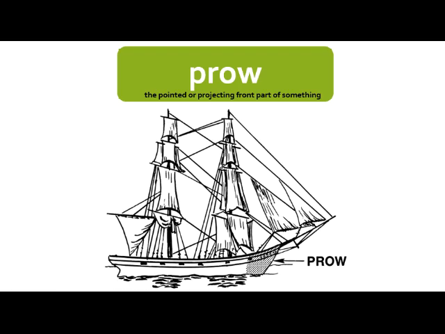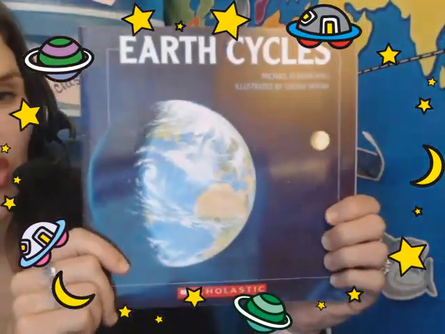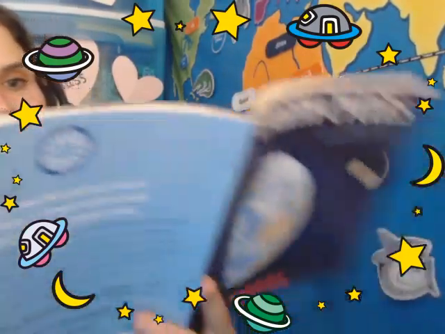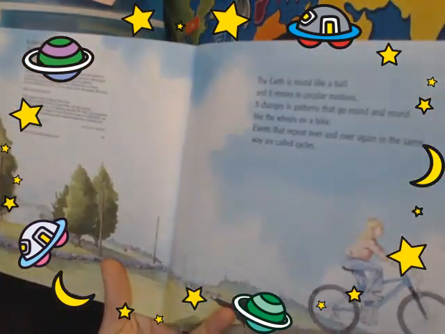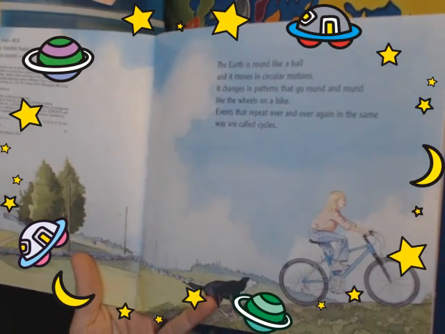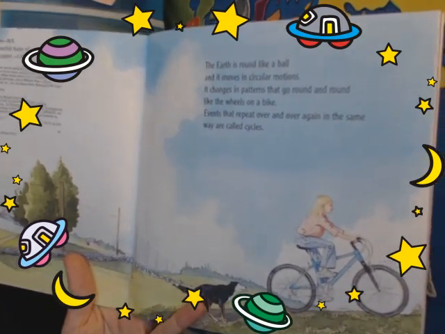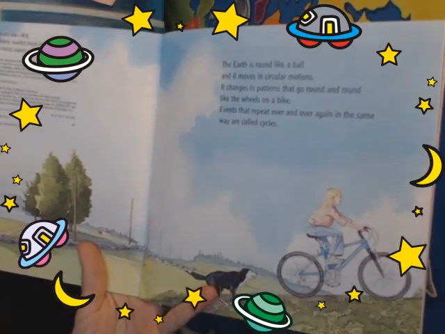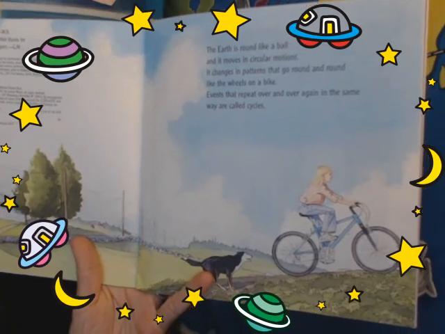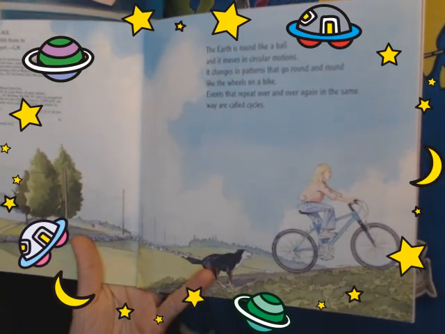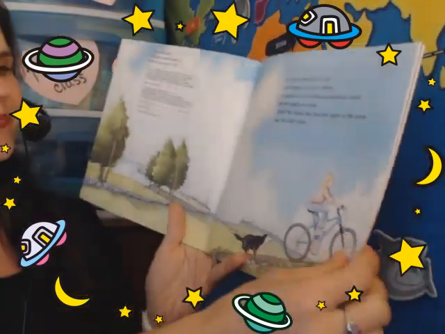All right, so let's go ahead and read our book. Again, the title is Earth Cycles. The Earth is round like a ball, and it moves in circular motions. It changes in patterns that go round and round like the wheels on a bike. Events that repeat over and over again in the same way are called cycles.